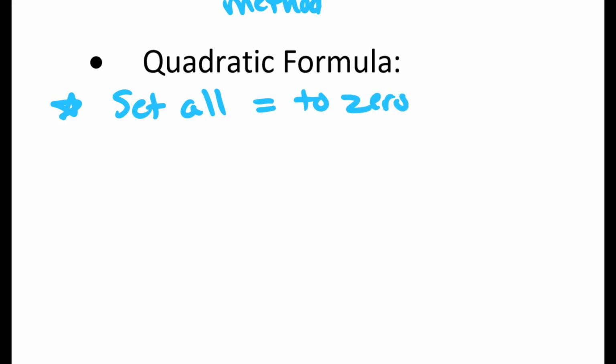Everyone's favorite, the quadratic formula. Okay. Can we do this one step? Because if you don't do this one step, it doesn't work. Number one step: set all equal to 0. If you do not set it all equal to 0, it's not going to work, right?